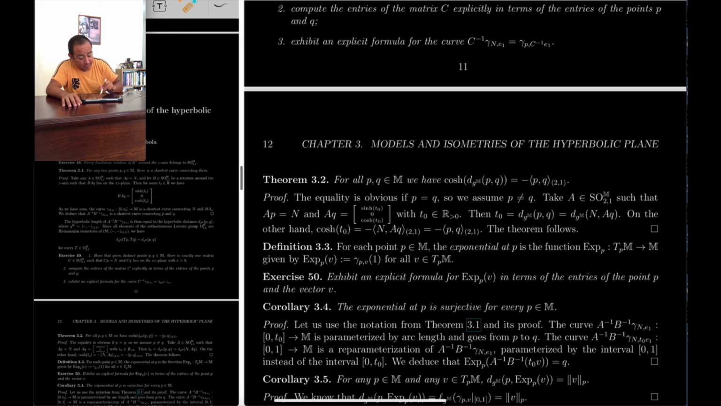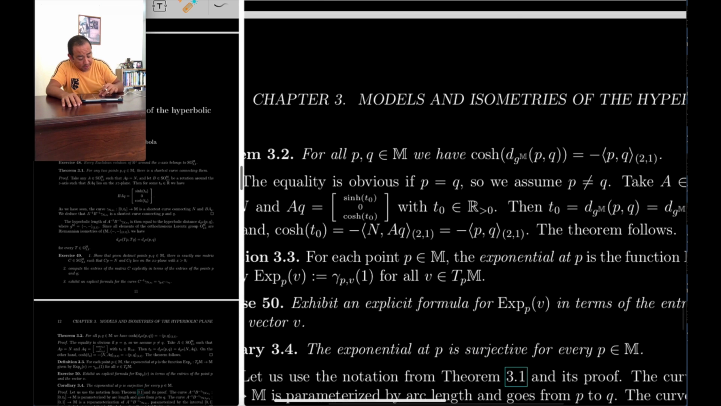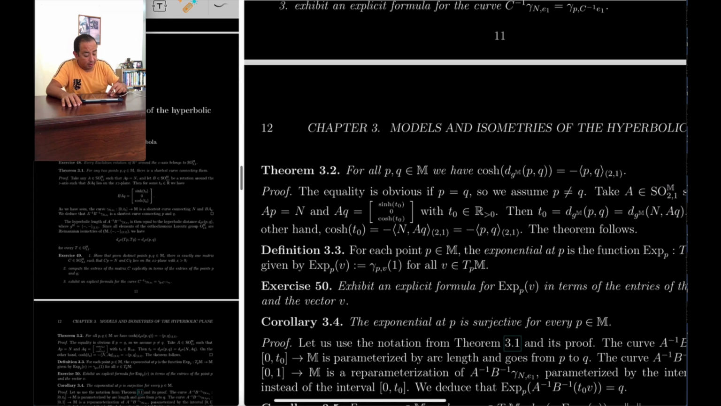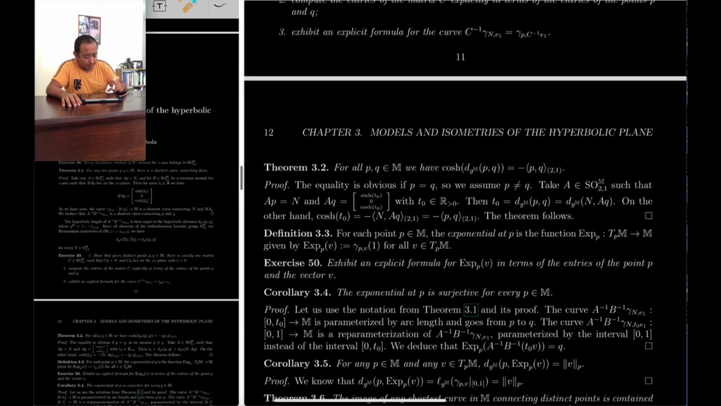Okay, so we saw that the distance between n and this point is actually T naught, right? It's precisely this. This we already saw. Okay, so T naught is then also the distance between P and Q, right?